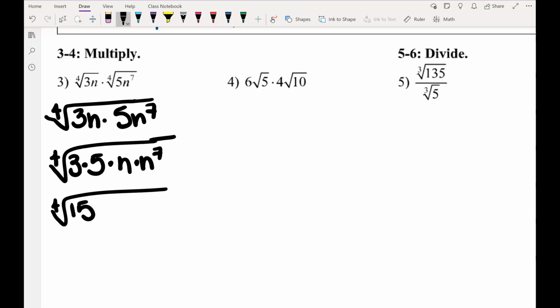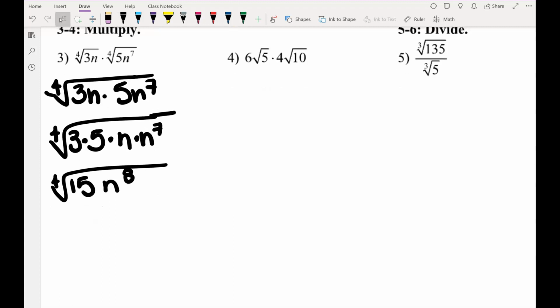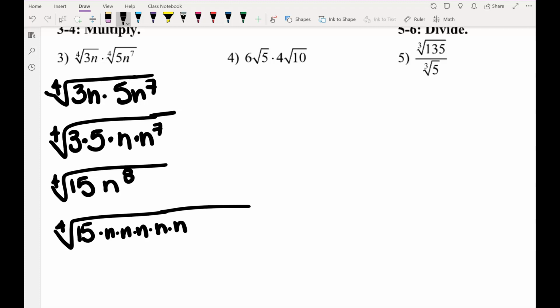Now n times n to the 7th is really n to the 8th, because when you are multiplying numbers with the same bases, you add the exponents. Now we do have to simplify this. Now let's look at what's going on. You have n to the 8th. This really means 8 n's. So n times n, sorry, I'm going to write this out for you, just this one, so that you have a better understanding. That's 5, 6, 7, 8.